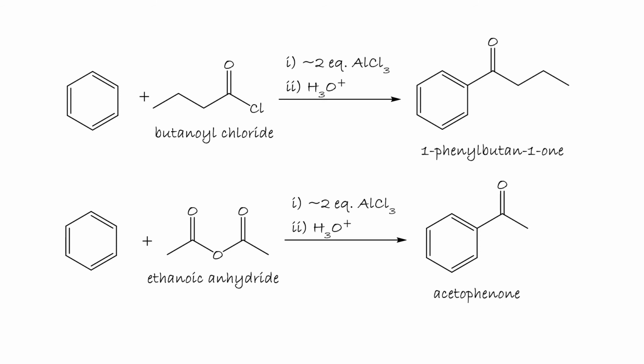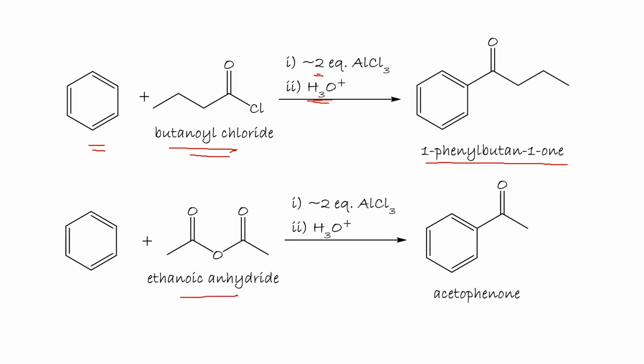Here are some examples of this reaction: benzene with butanoyl chloride, a little bit more than 2 equivalents of aluminum chloride. Then after the time of the reaction is over, we treat it with acidified water to get 1-phenylbutan-1-one.